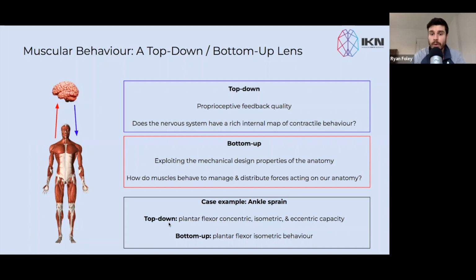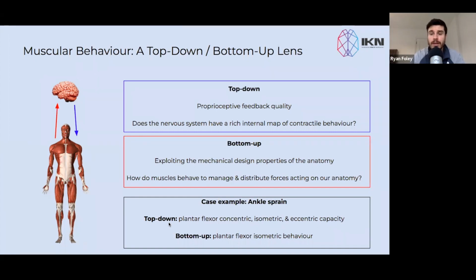Okay. Because during real world movements, we're not moving single joints. We're not moving isolated muscles. We're moving many joints simultaneously. And we're managing forces and distributing forces across many muscles at the same time as well. And on top of that, we're also moving in very unpredictable environments where there's lots of forces and perturbations acting on our anatomy simultaneously. Okay.